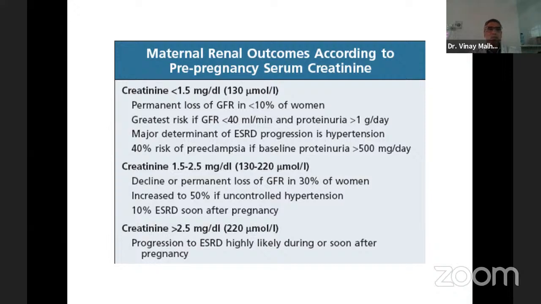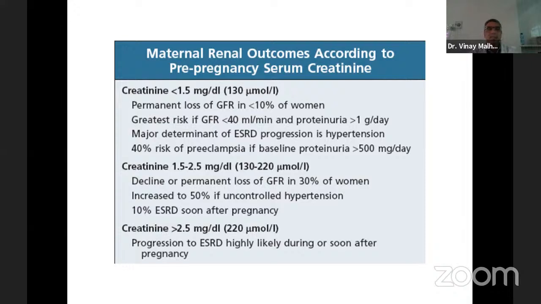So that will lead to 4% risk of preeclampsia if baseline proteinuria is more than 500 milligram per day. And if the creatinine is more than 2.5 milligram, straight away there is progression to end-stage renal disease, which is highly likely during or soon after the pregnancy. So pregnancy should be avoided. Or if the female has become pregnant with creatinine more than 2.5, termination should be advised.